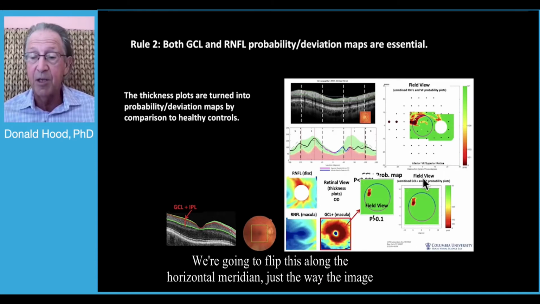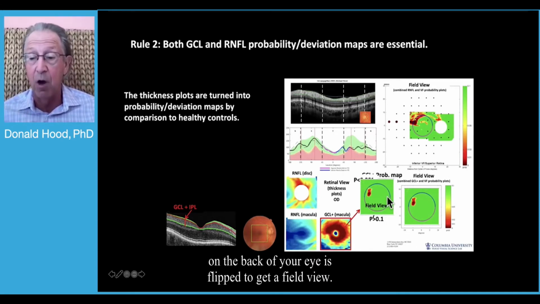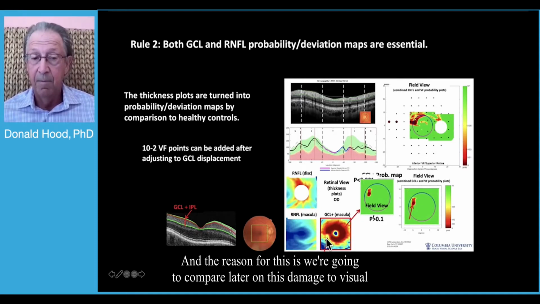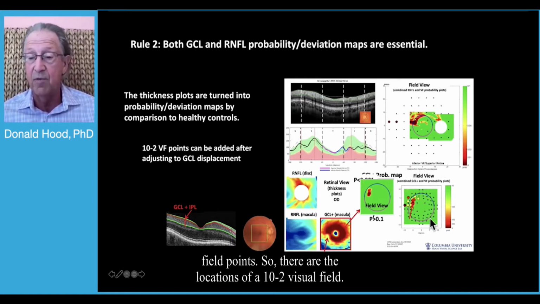We're going to flip this along the horizontal meridian, just the way the image on the back of your eye is flipped, to get a field view. So that damage there corresponds to this damage here, right? The reason for this is we're going to compare this damage later to visual field points. So there are the locations of a 10-2 visual field.